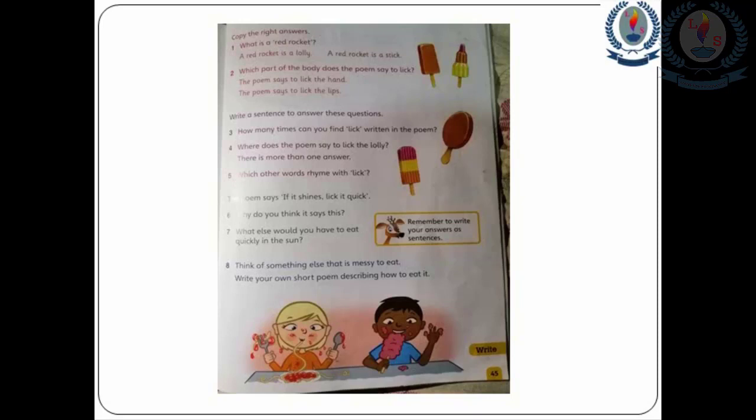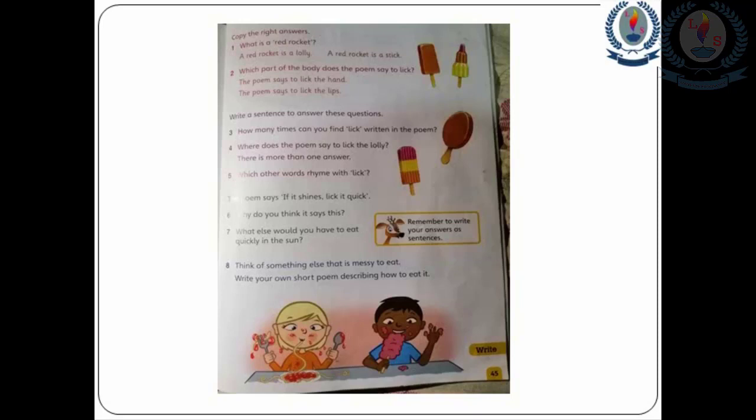Which other words rhyme with lick? Now there are rhyming words in this poem, but you have to find the rhyming words that go with the word lick. 7th one, the poem says, if it shines, lick it quick. Right? Now you can write the answer very easily because I explained it there. Why do you think it says that? Why is the writer telling us, if it shines, lick it quick? Then question number 7. What else would you have to eat quickly in the sun? The writer is asking you, what else would you have to eat quickly in the sun?